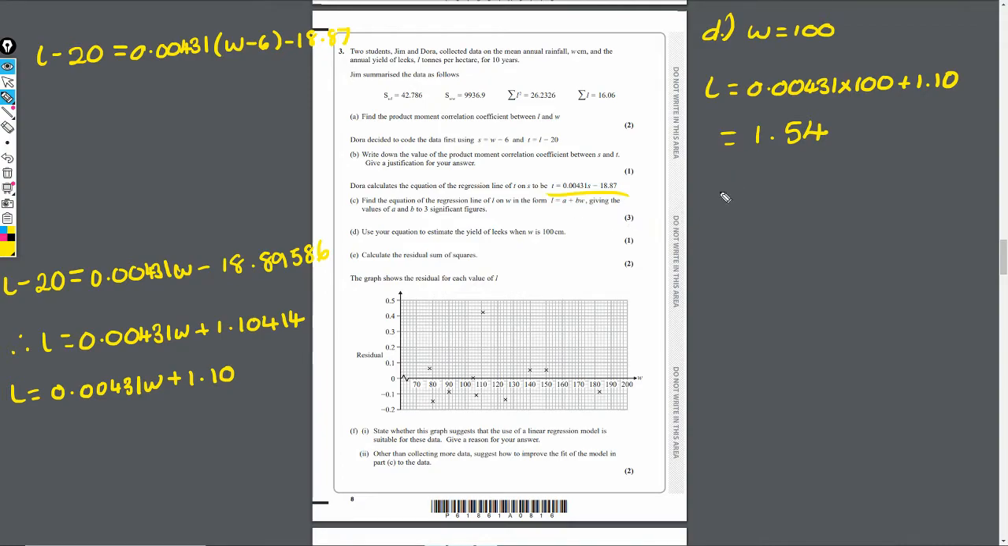Okay, part E, so we're kind of flying through this now. We have to work out the residual sum of squares. So this is better known as the RSS. And again, lucky, this is in the formula book, so we don't have to memorize anything. So the formula for this, so this is what it's given as in the formula book.